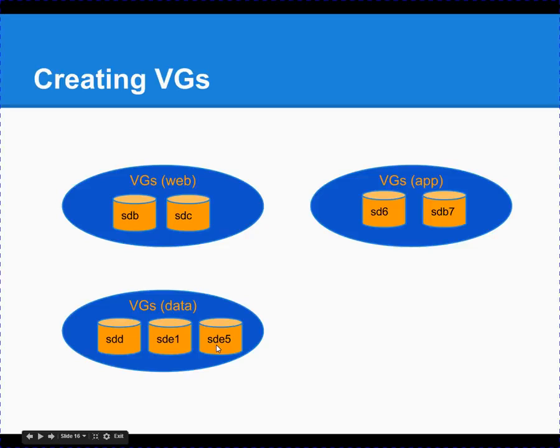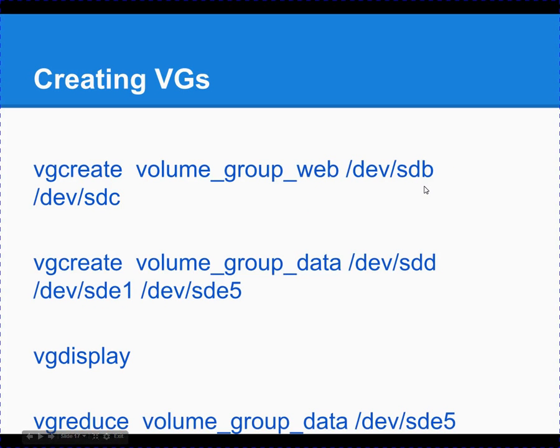Creating volume groups. Now we're going to create 3 volume groups. One is going to be called web, one is going to be called data, and one is going to be called app. The command for that is going to be vgcreate, of course, and then you list the name of the volume group that you'd like to create. So vgcreate volume_group_web is one of the groups that we're going to create.